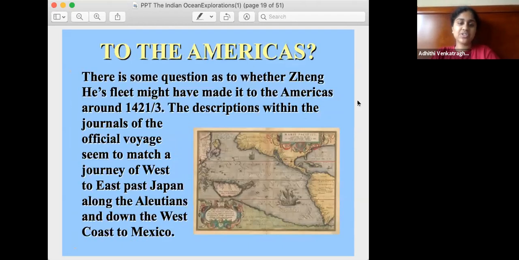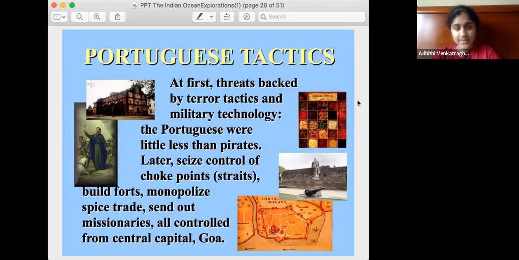Now to the Americas. So there's some question as to whether his fleet may have made it to the Americas around 1421 to 1423. The descriptions within the journals of the official voyage seem to match a journey from west to east past Japan and the Aleutians down to the west coast of Mexico. As for Portuguese tactics, at first, threats backed by terror tactics and military technologies, the Portuguese were little less than pirates. Later, they seized control of the choke points, or the straits, built forts, monopolized the spice trade, sent out missionaries, and all was controlled from the central capital in Goa.